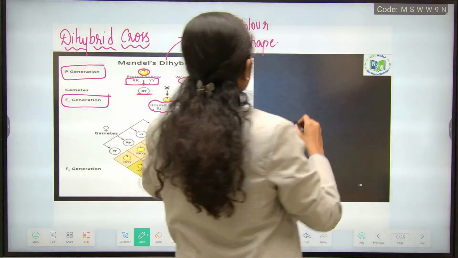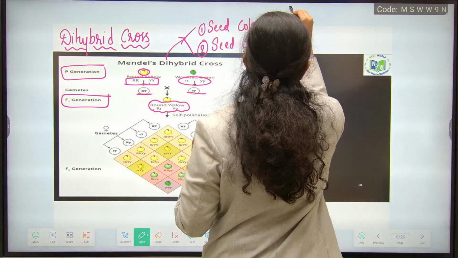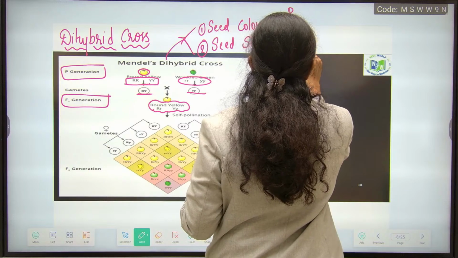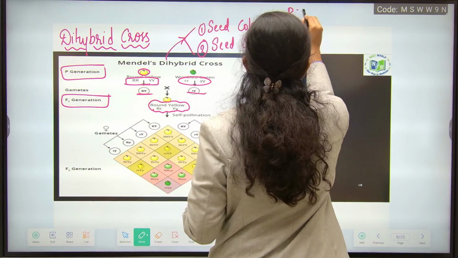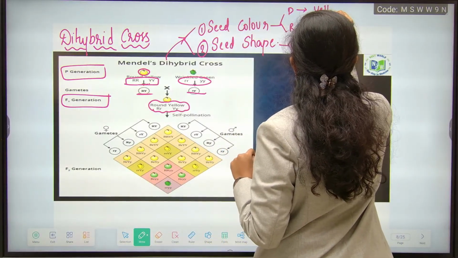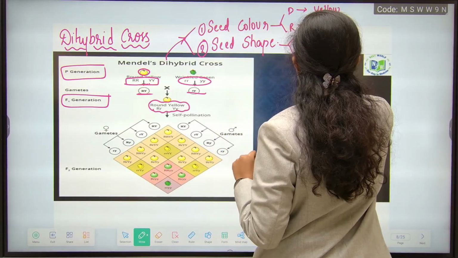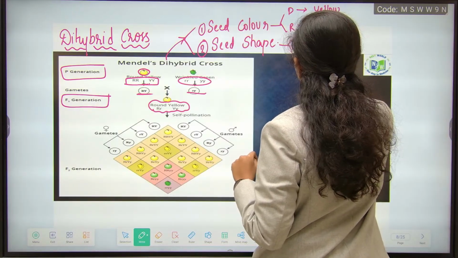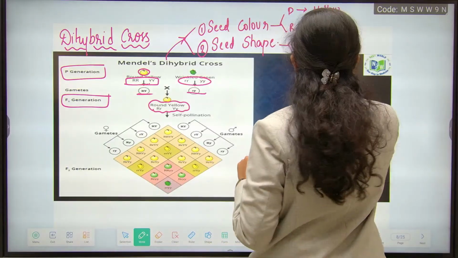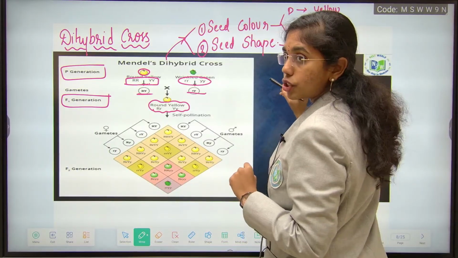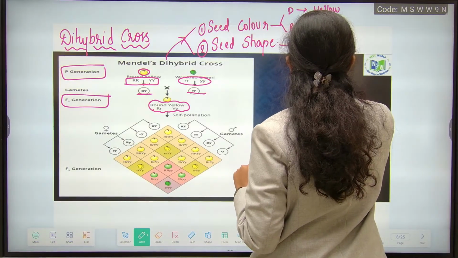With respect to seed color, dominant and recessive traits. With respect to seed shape, dominant and recessive. Dominant seed color is yellow. Recessive seed color is green. Dominant seed shape is round. Recessive seed shape is wrinkled.